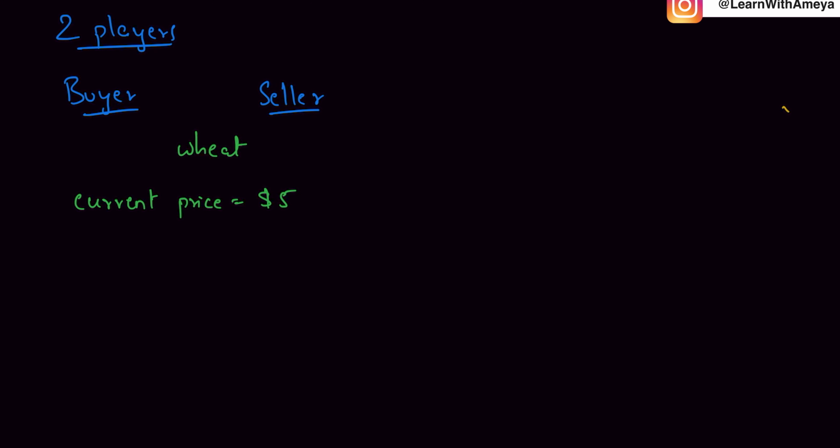Now, in this case, the buyer thinks that after 2 months, the price of the wheat might increase. And the buyer is like, I don't want to buy wheat at $7 after 2 months. I want to still buy the wheat at $5 after 2 months. So I need to lock in this price right now so that I can use the same price after 2 months.